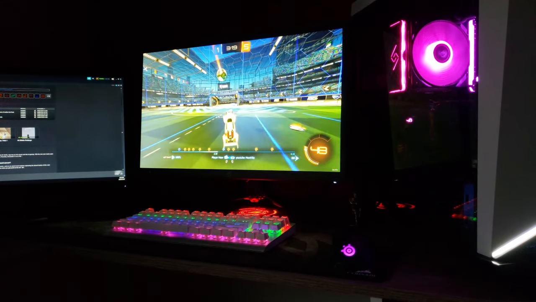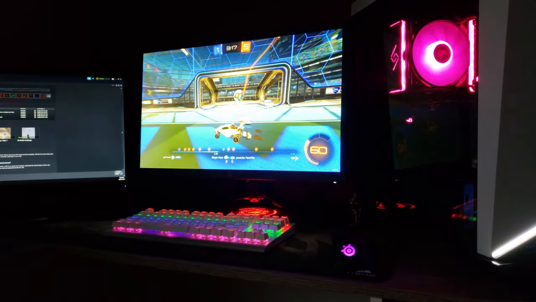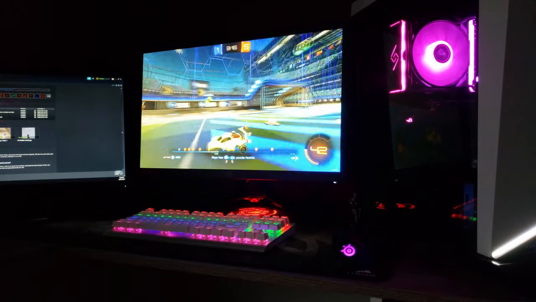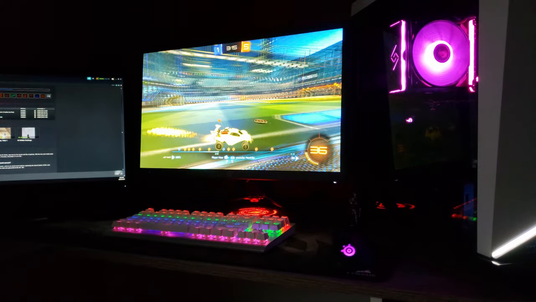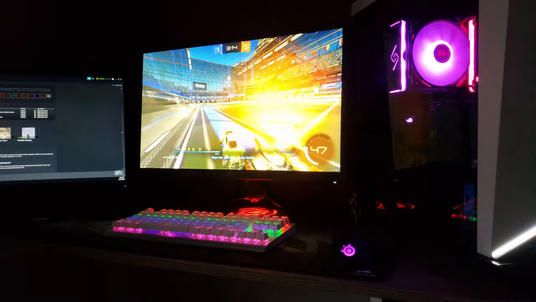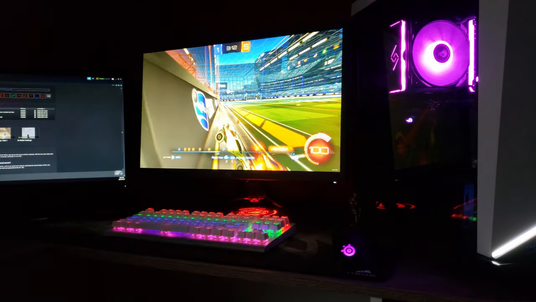There's no real way to tell the input lag rating on a monitor. So you kind of just got to research around and try to figure out which ones have the best input lag ratings rather than response time ratings.